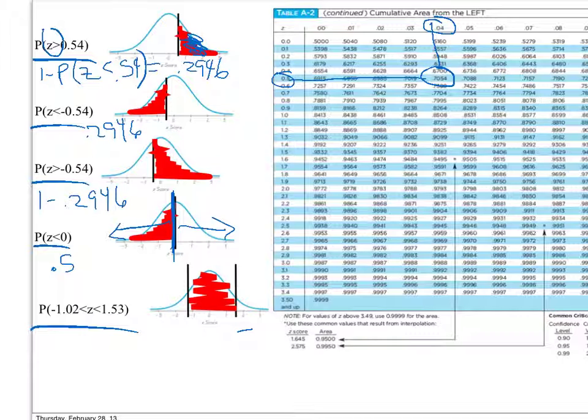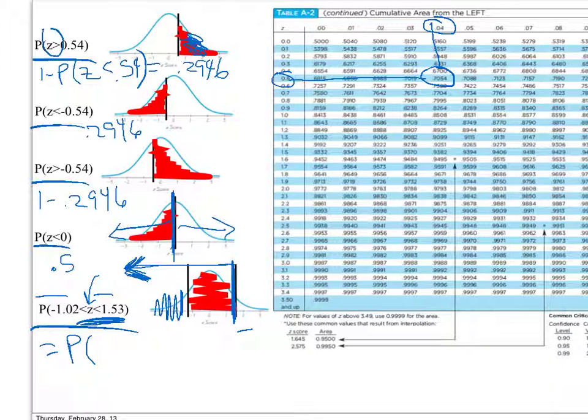So the probability that z is between these two numbers, let's see how we can figure that out. We can take the probability that z is less than 1.53. That's going to be the area all the way over there. From this, 1.53 is right here. That would be calculating all of that area. But that's not all that we want. We have to subtract this part. That part is the probability that z is less than negative 1.02.